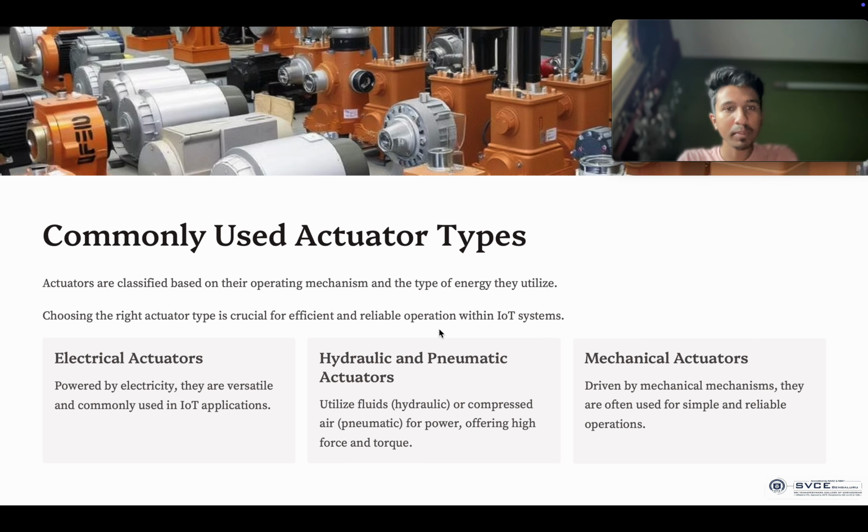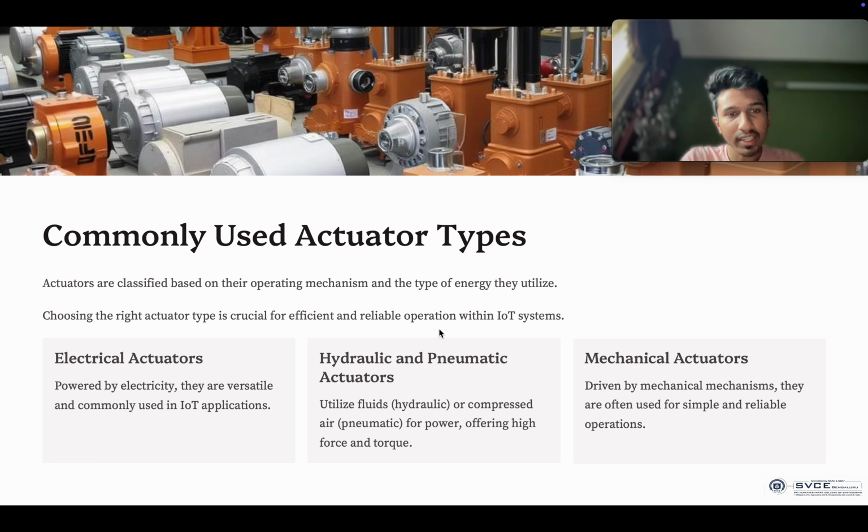Then we have the commonly used actuator types. Actuators are classified based on their operating mechanisms and the types of energy they utilize. Choosing the right actuator type is critical for efficient and reliable operation within IoT systems. Then we have different types of actuators. One is electrical actuators, then we have hydraulic and pneumatic actuators, and mechanical actuators.